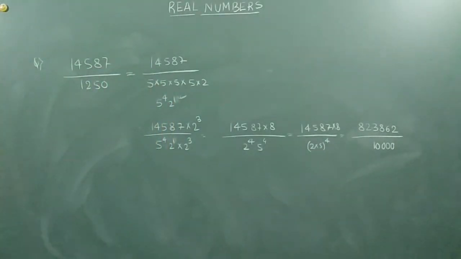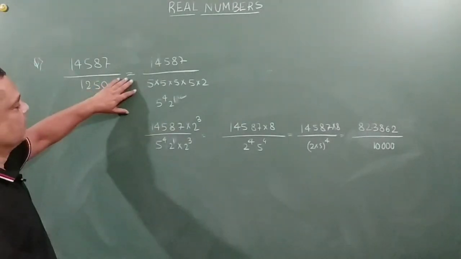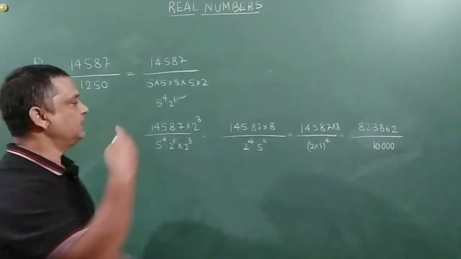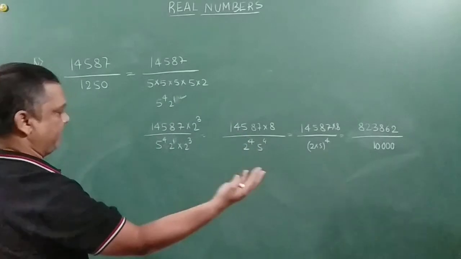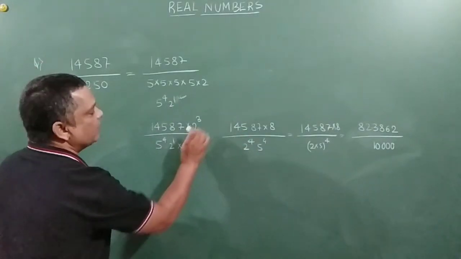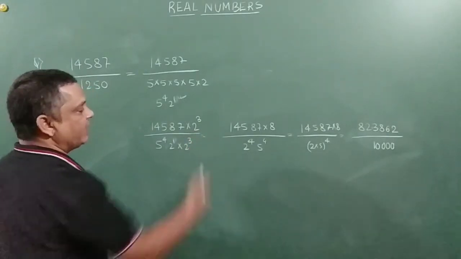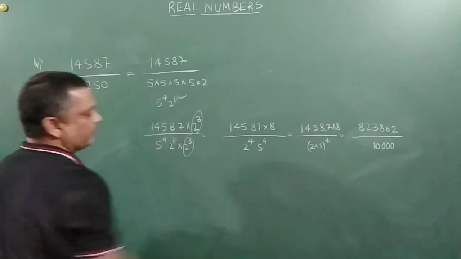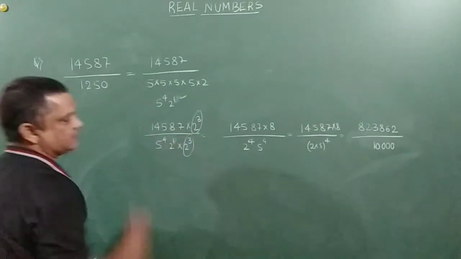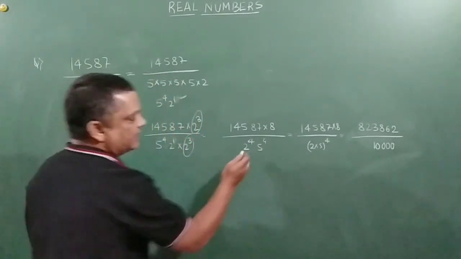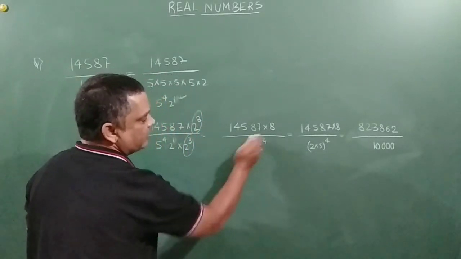So in this type of problems, what do we do, friends? We try to express the denominator in the form of 2 raised to power m and 5 raised to power n, right? If at all it is not equal, make it equal by multiplying the numerator and denominator with the same quantity, 2 raised to power 3 in this case, such that this becomes 2 raised to power 4, and the powers of 2 and 5 become the same.